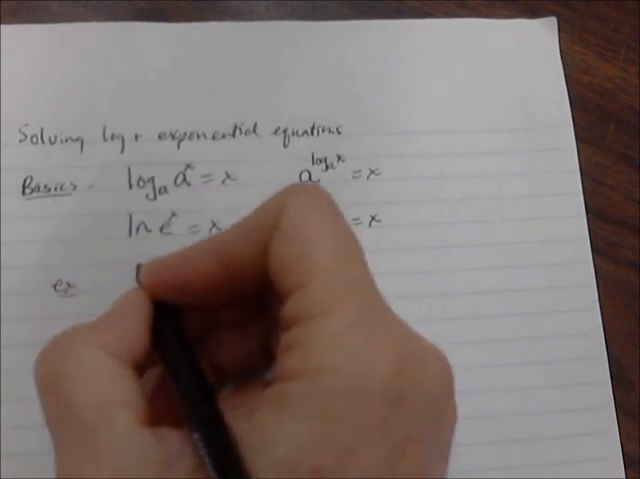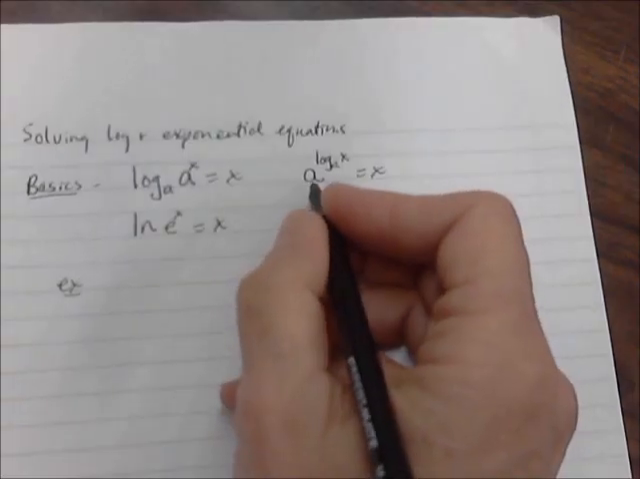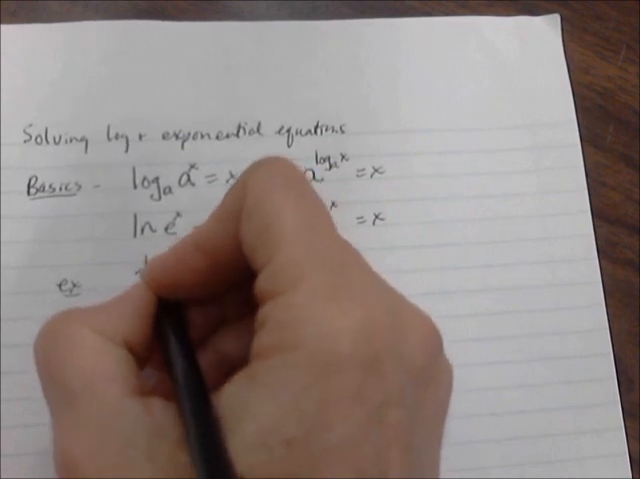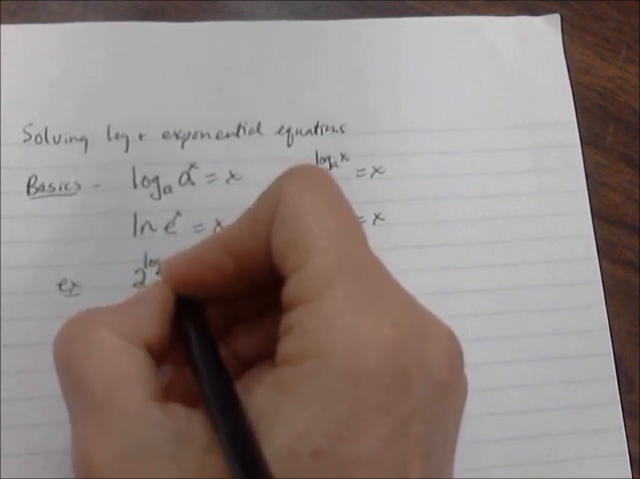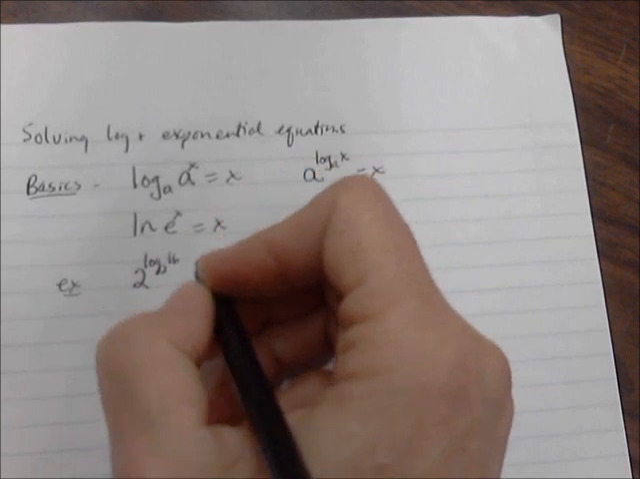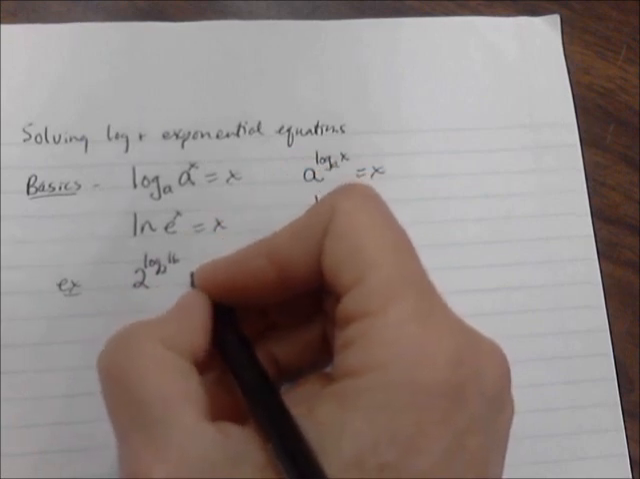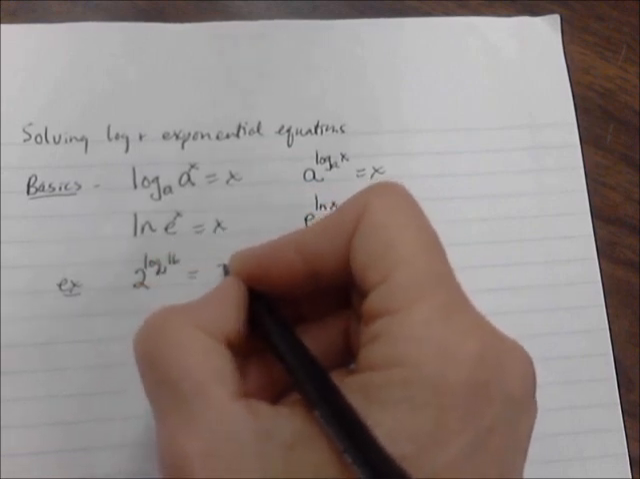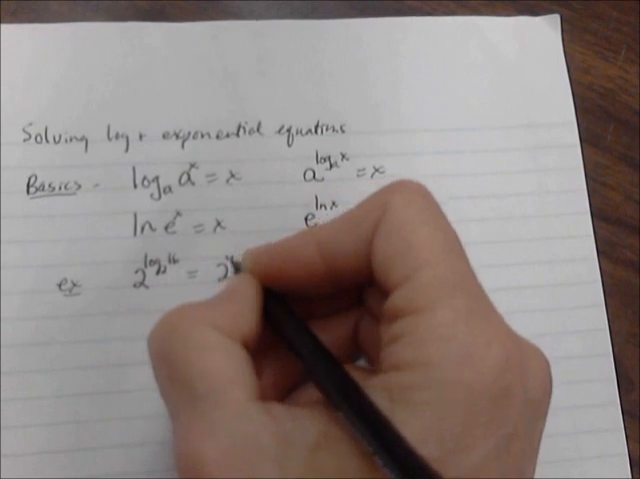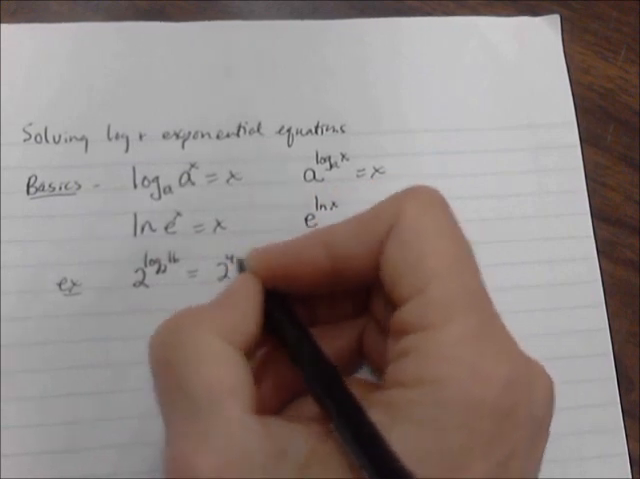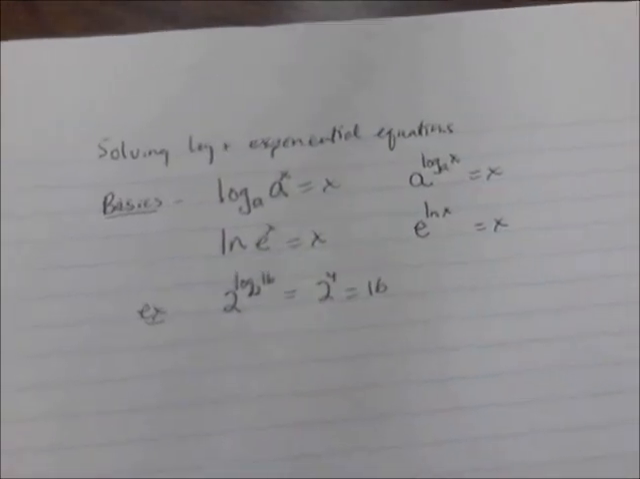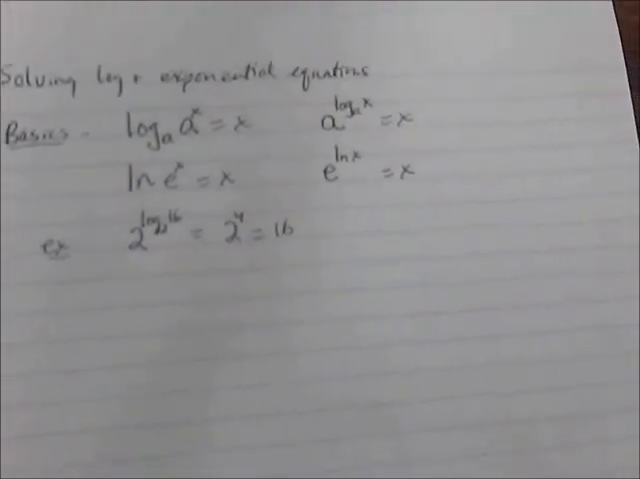For example, if I have the base a be 2, if I raise 2 to the power of the log base 2 of 16, it should be equal to 16. We know that the log base 2 of 16 is equal to 4, and 2 to the 4th is 16, so that number matches. So that kind of proves our little basics here, our premise.